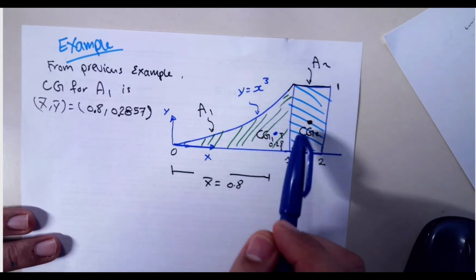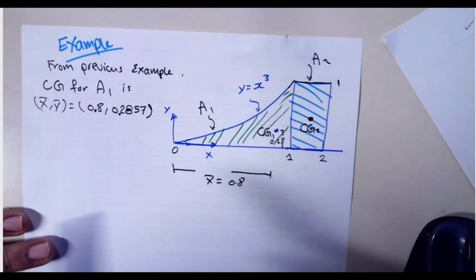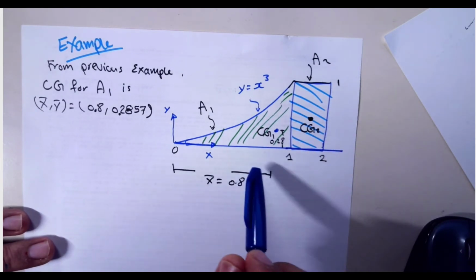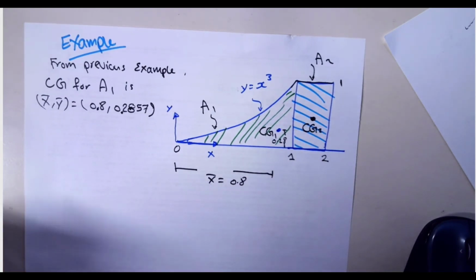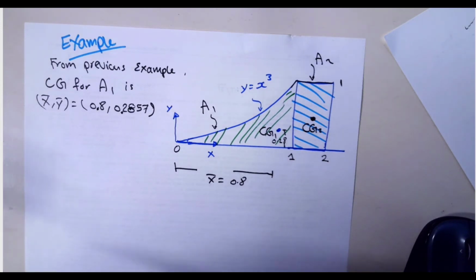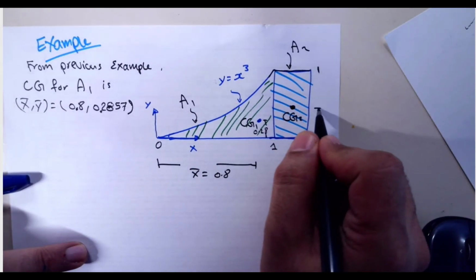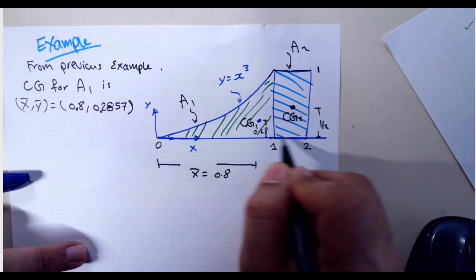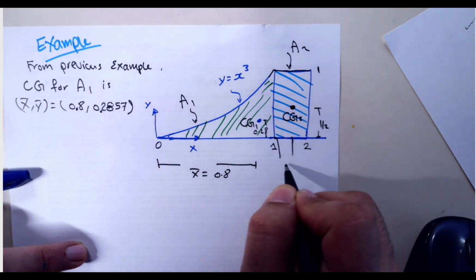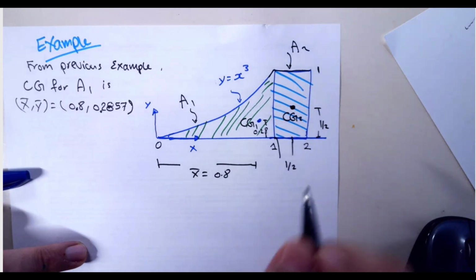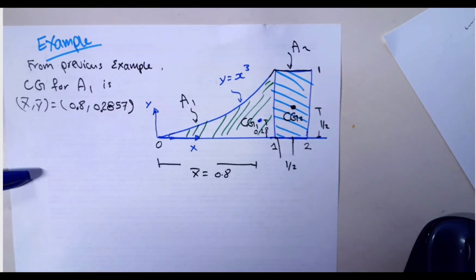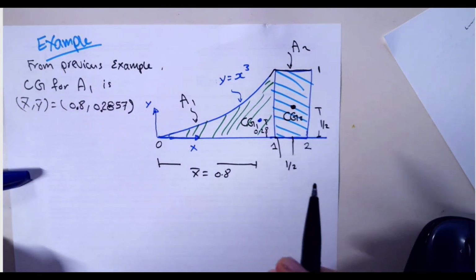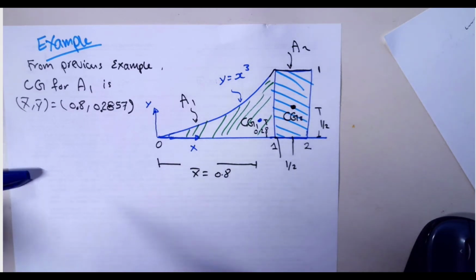Now the second area, area 2, the center of gravity for that area, because it's a rectangle, can be figured out immediately with respect to its local coordinates. So we know from here to here is going to be half, and from here to here is going to be also half, right? Half. I mean, this should look more like a square, but unfortunately I drew it as a rectangle.